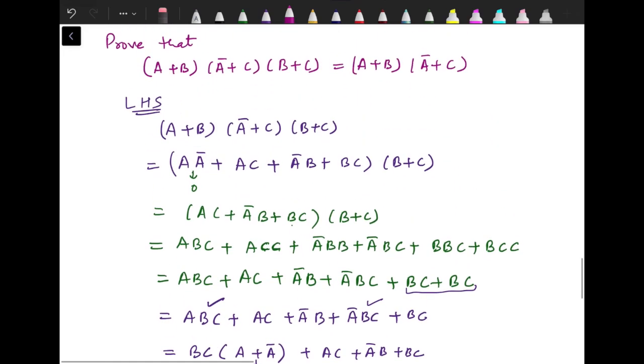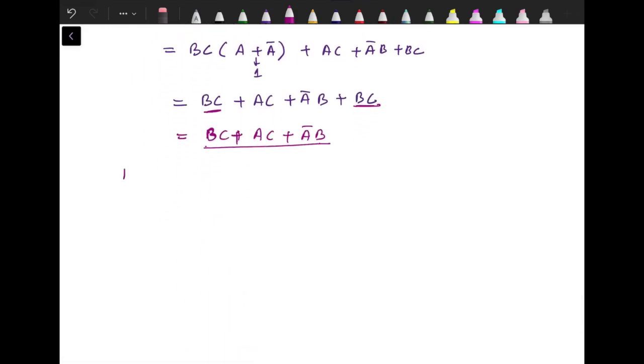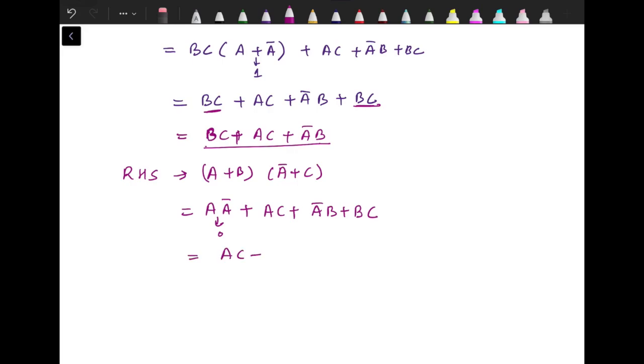Now let's look into the right hand side. Right hand side is (a plus b) into (a complement plus c). So let's expand this. This will be equal to a into a complement plus ac plus a complement b plus bc. Now a into a complement is 0. So this was ac plus a complement b plus bc. Now what we see, left hand side and right hand side both are equal now. So this is how we have to solve.